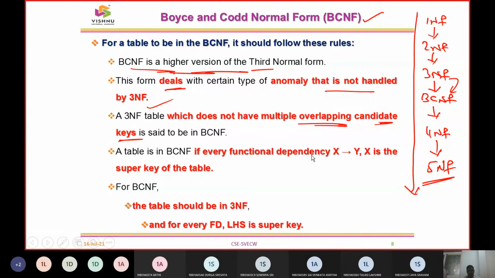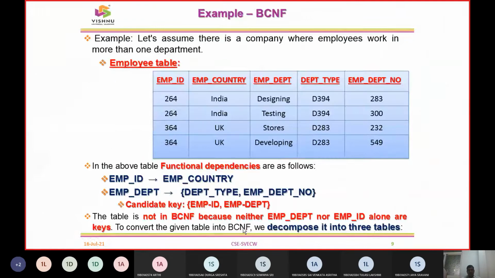So we were seeing that a table is in Boyce-Codd normal form if, for a functional dependency X to Y, X is going to be the super key of the table. So these are some of the constraints where this Boyce-Codd normal form is going to work out. So now let us solve this Boyce-Codd normal form with a simple example here.